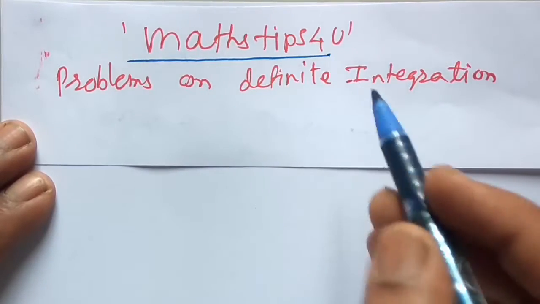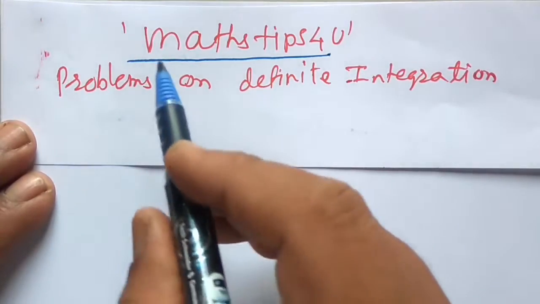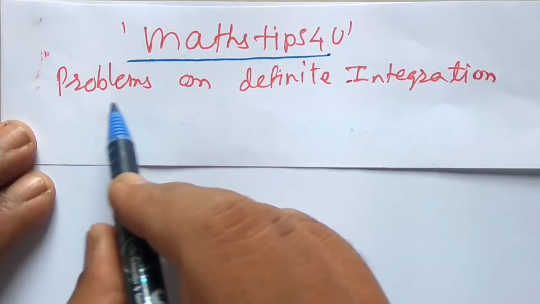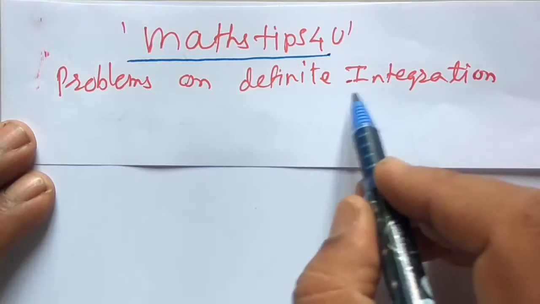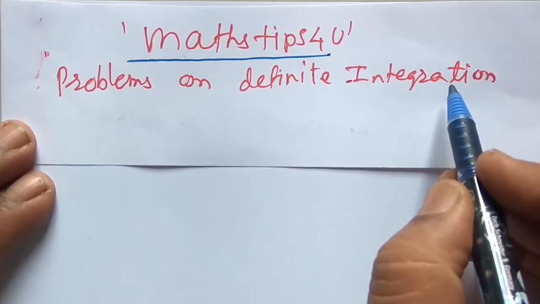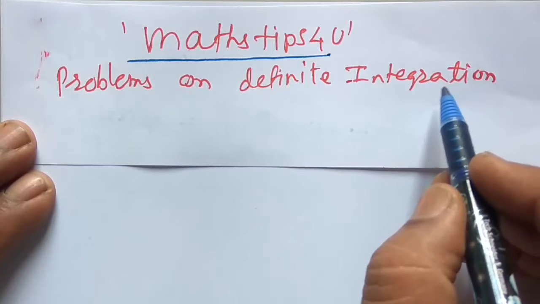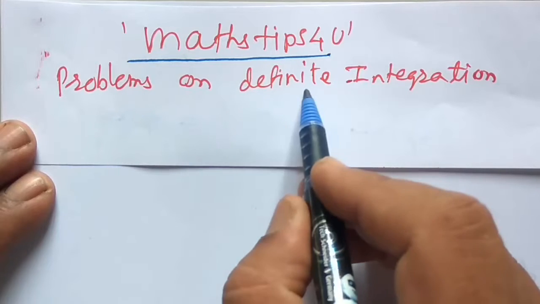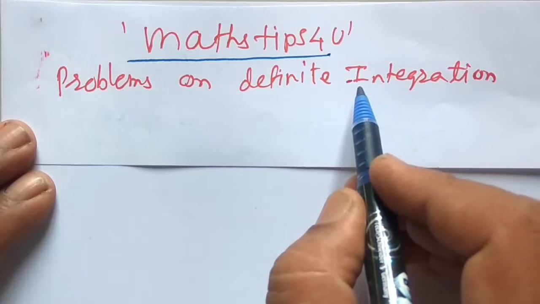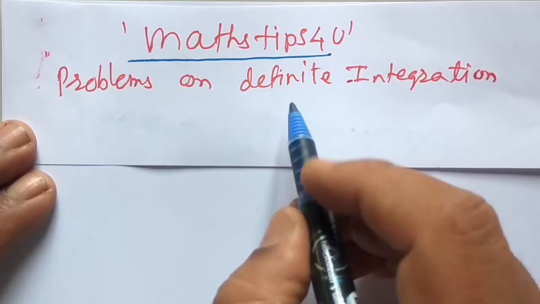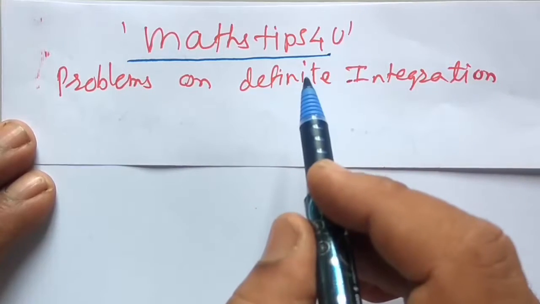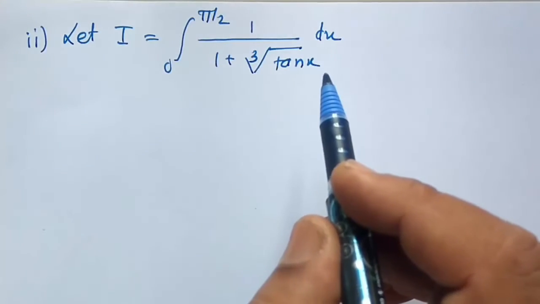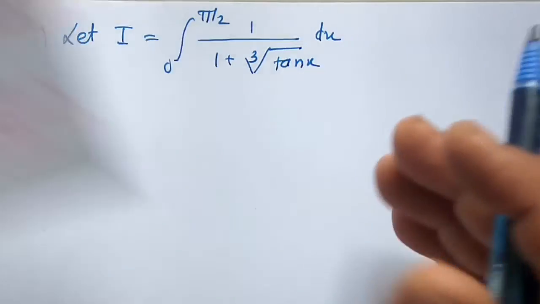In this video we are going to see how to solve some problems on definite integrations. In my last video we have seen the proof of the properties of definite integration. Now based on these properties we shall see some examples. First, we know property number 4.